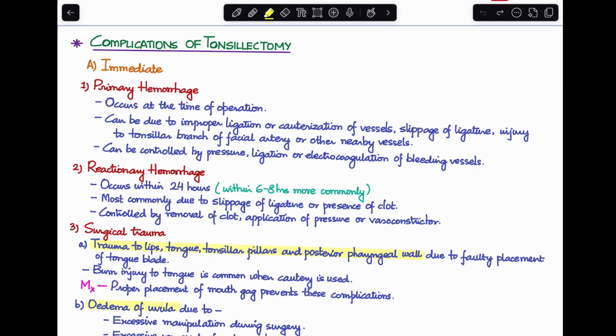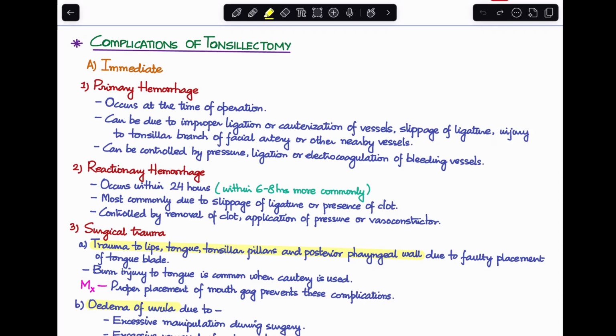Okay, so let's get started. How do we classify complications of tonsillectomy? We can classify this into immediate complications and delayed complications. First, let's talk about the immediate complications. The first complication here is primary hemorrhage.